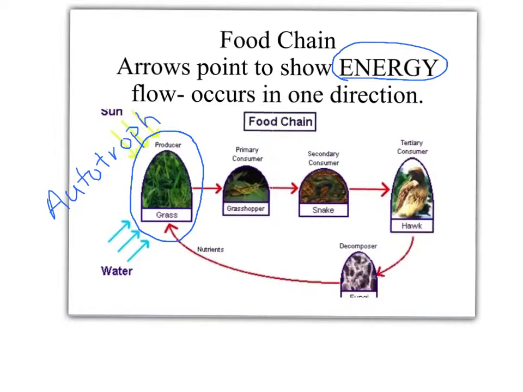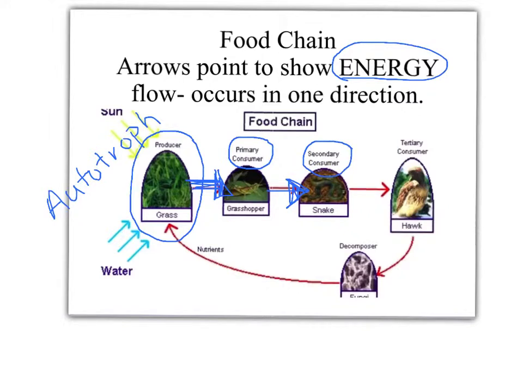Our autotroph will then give energy, and I talked before about energy flow. So our autotroph is going to give energy to this grasshopper. So the energy is going to flow from the producer to the grasshopper. Our grasshopper is going to be our primary consumer, primary meaning one, and the energy from that grasshopper is going to flow to the snake. We have energy flow. It starts at the grasshopper and moves to the snake. Our snake is our secondary consumer.